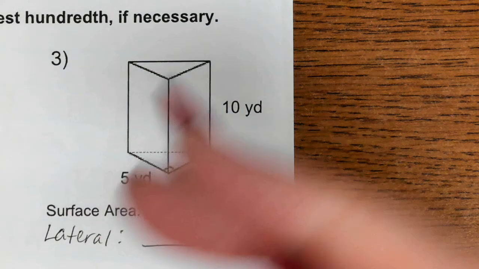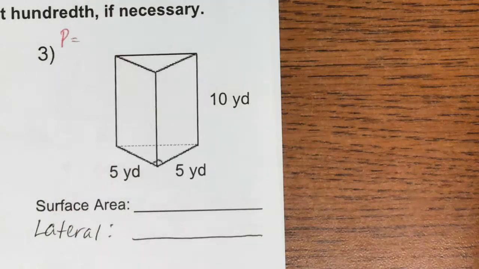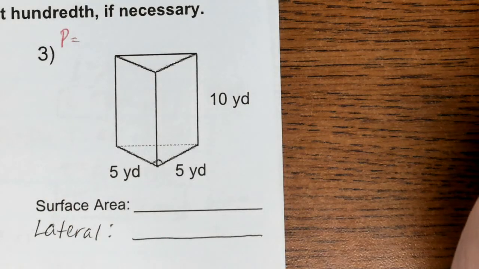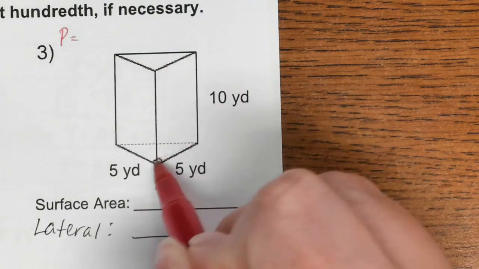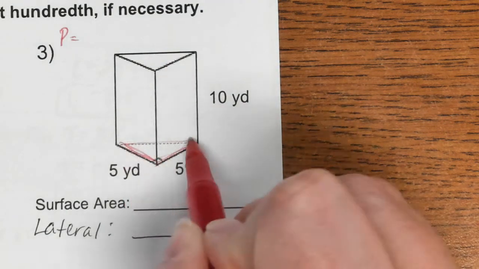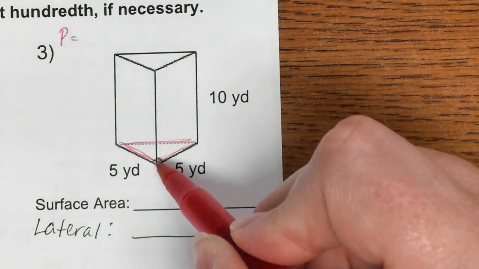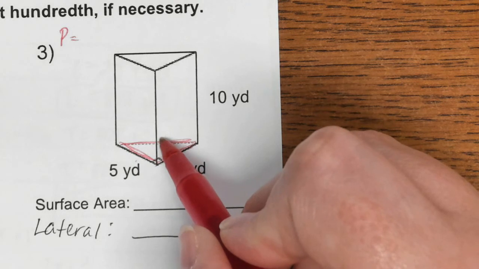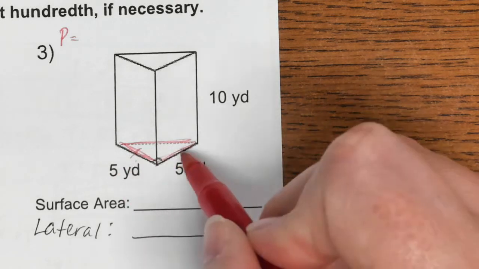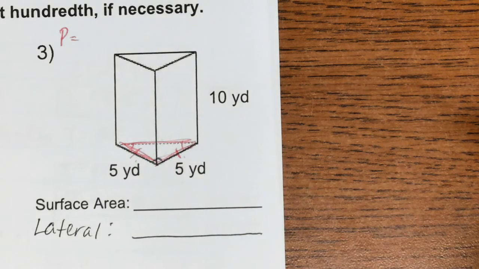Alright, so for lateral we need P and H. So remember, perimeter is of the base. Okay? So if you look, the bases are triangles. You have this side and you have this side, but to do perimeter you also need this side. It's a right triangle. So you can either do Pythagorean theorem, a squared plus b squared equals c squared, or you can realize that if these two are the same, then these two angles are the same, and this must be a 45, 45, 90.